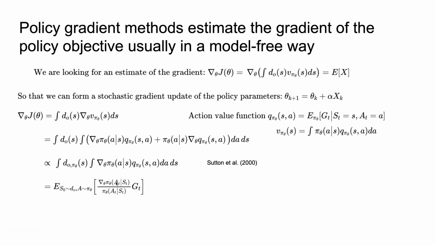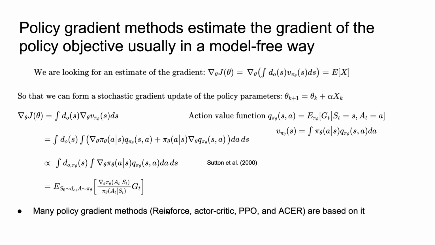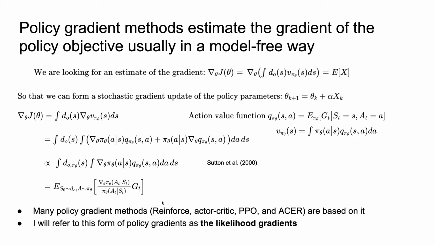So the return, the agent can observe, and these are maintained by the agent. So I'm taking the gradient of the action likelihood. And this is also known as the REINFORCE estimator, and arguably the first unbiased policy gradient method. Many policy gradient methods, REINFORCE, standard actor-critic, PPO, ACER, are based on this form of writing the policy gradient. I will refer to this form of policy gradients as the likelihood gradient. Here we are taking the gradient of the likelihood. I need to give it a name because we are looking for other forms. So there will be different kinds of policy gradients.